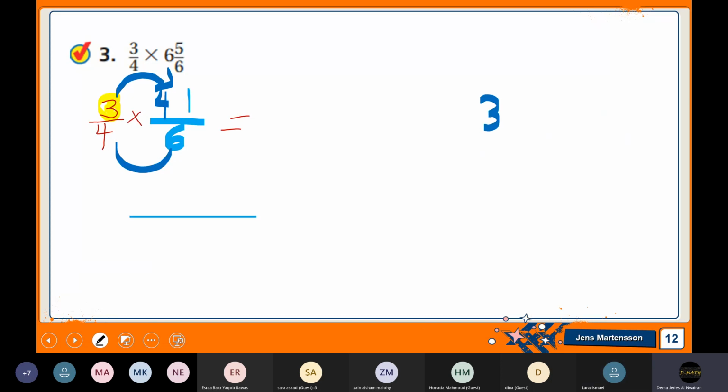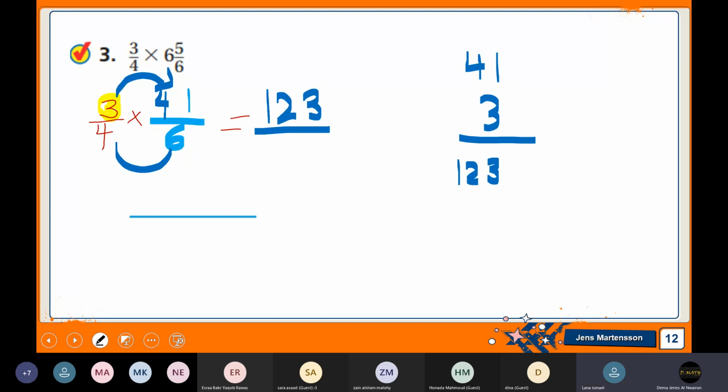Lana, 3 times 41. 3 times 1, 3, and 3 times 4, 12. So it will be 123 over 4 times 6. 4 times 6 is 24. Good job. Then look at this fraction here. Look at the numerator. Is the numerator greater than the denominator?